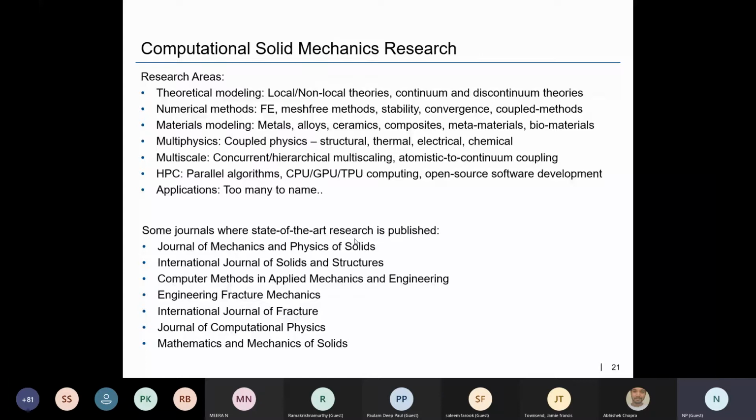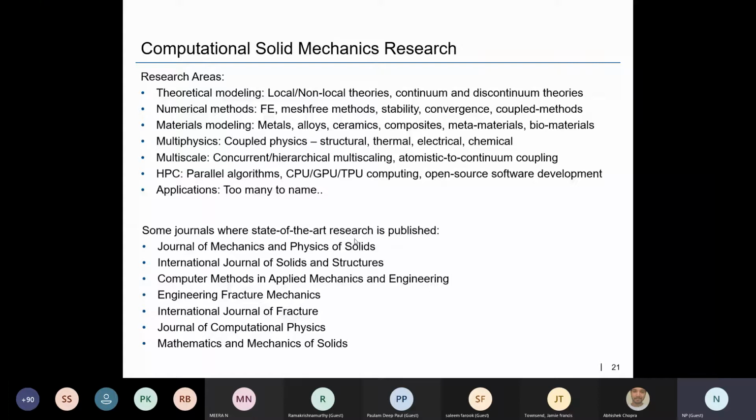Some of the journals where you can find state-of-the-art research are JMPS, International Journal of Solids and Structures, CMAME, Engineering Fracture Mechanics, International Journal of Fracture, Journal of Computational Physics, Mathematics and Mechanics of Solids. So if you're interested in knowing more about state-of-the-art research happening in computational solid mechanics and all things related, you can find it on some of these journal publications.